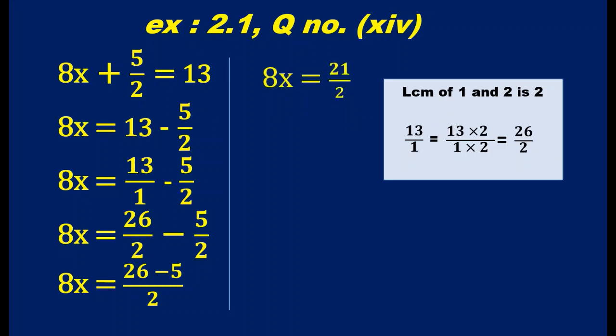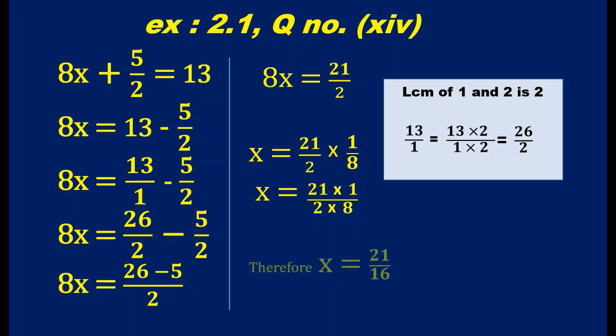What more should we do? Yes, send this 8 to the right side to become 1 by 8, giving x is equal to 21 by 2 into 1 by 8, which is equal to 21 into 1 by 2 into 8, which is equal to 21 by 16. As it's an improper fraction, it could be changed to a mixed fraction.